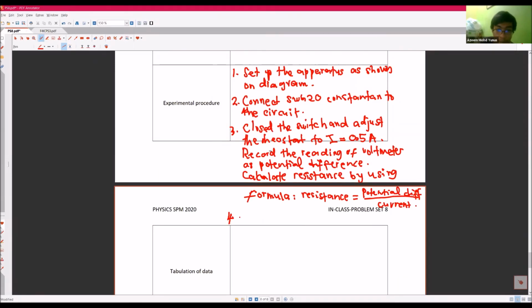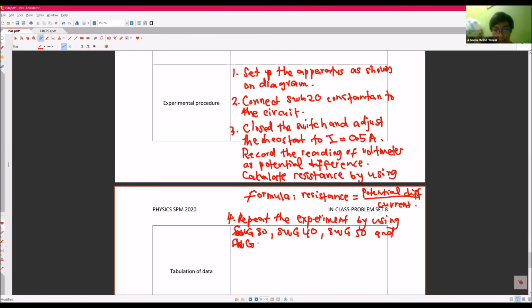And finally, we have to repeat the experiment by using SWG 30, SWG 40, SWG 50, and SWG 60 of constantan wire.